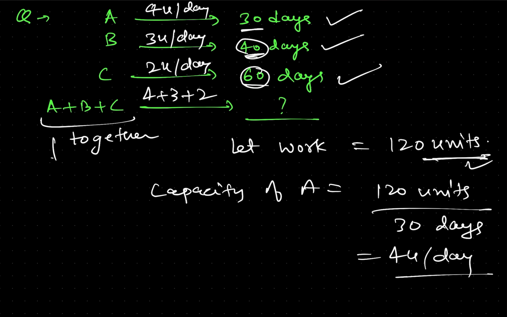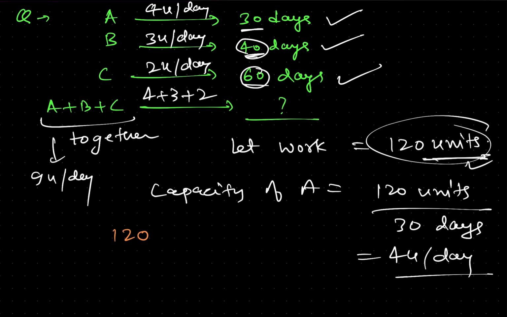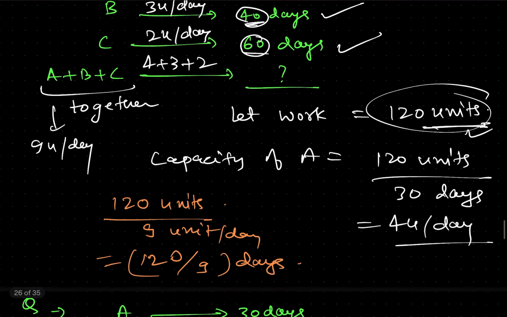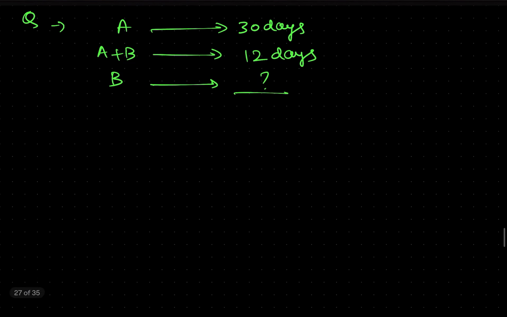So their efficiency is 9 units per day, and the total work that we assumed was 120 units. So how much total time will it take? 120 units divided by 9 units per day, so 120 by 9 days.